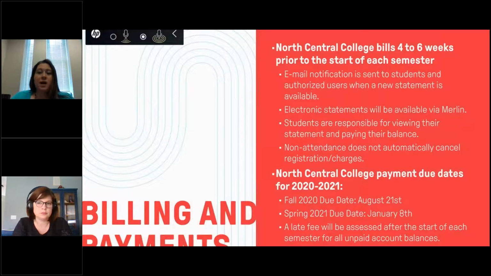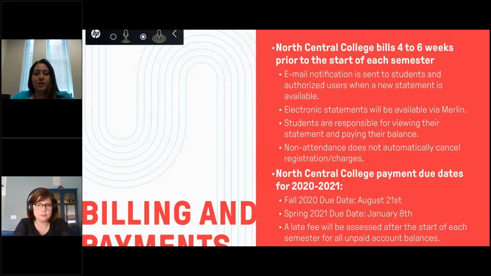Students are responsible, whether they receive this notification or not, to access their bill. That information is out there 24 hours a day that the students do have access to. We send an email notification just so you know when to look. But like I said, that information is there in July and then December.